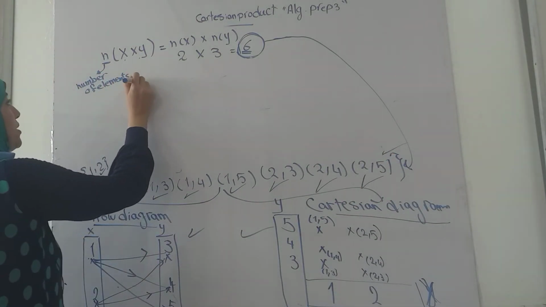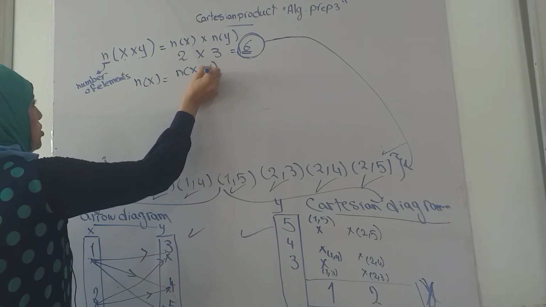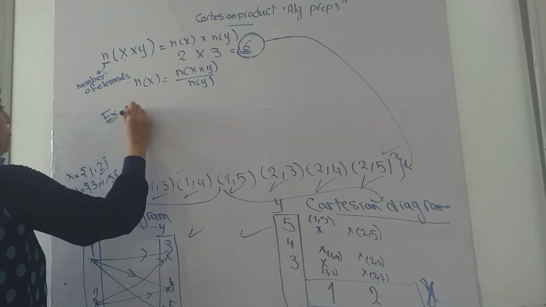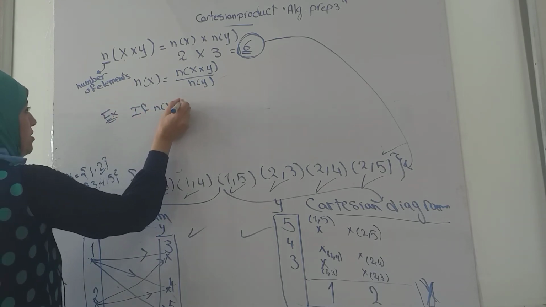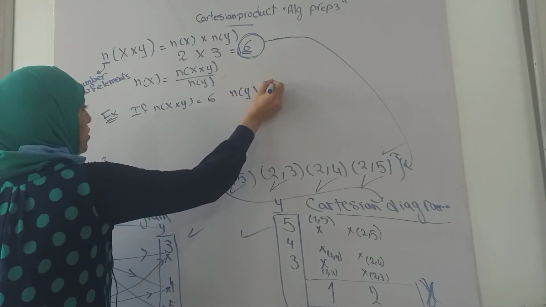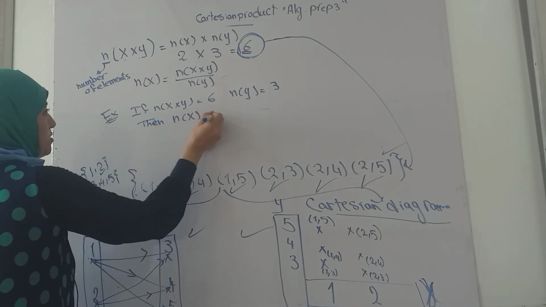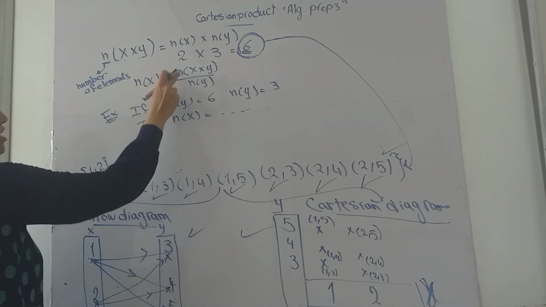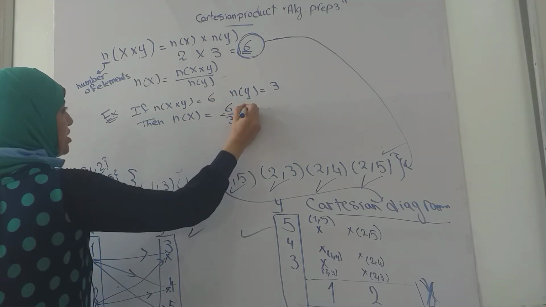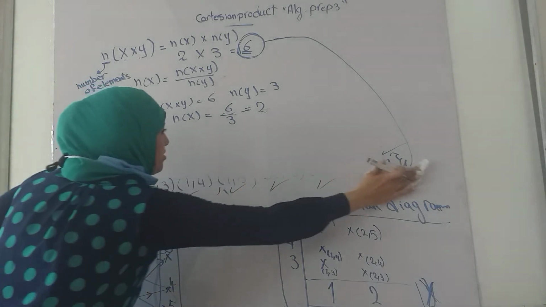From here I can say that n(x) equals n(x by y) over n(y). For example, if n(x by y) equals 6 and n(y) equals 3, then n(x) equals what? We should divide n(x by y) over n(y). 6 over 3 equals what? Equals 2. Let's take another rule.